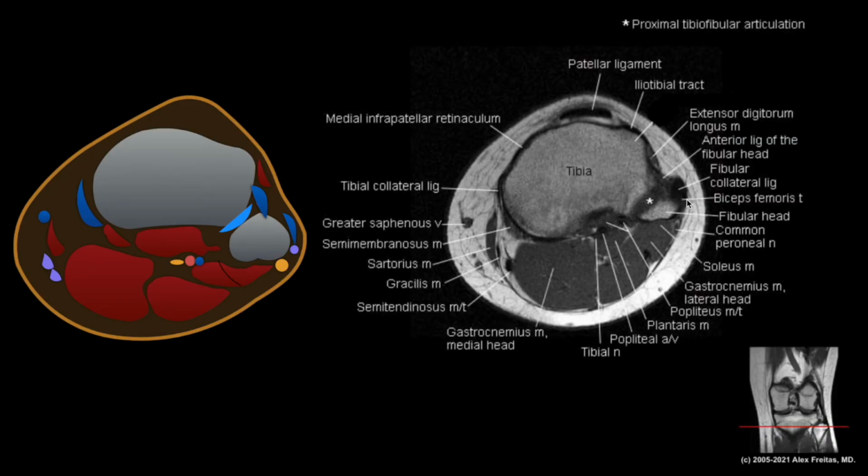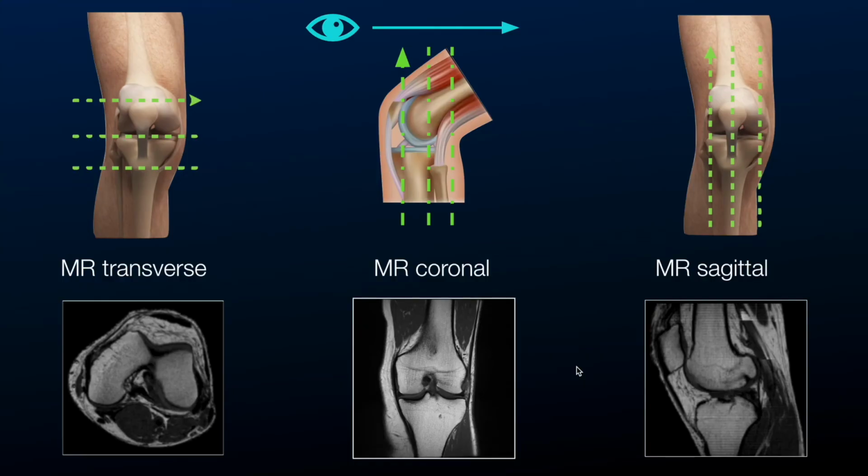Here we can see the tendon. One more muscle that is adding up here is the extensor digitorum longus muscle, which will go all the way down to the digits, to the toes of the feet. And again, we can see the iliotibial tract here. So right now, let's move on and discuss the coronal plane.